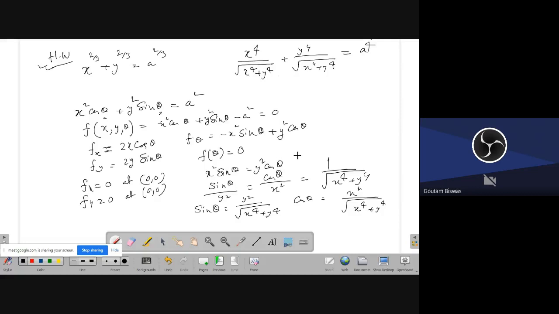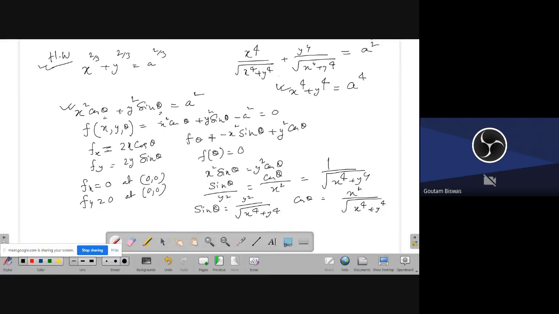Sorry, this is a square, this is a square. From here put the value of cos theta and sin theta. So now you simplify it, what will you get? x to the power 4 plus y to the power 4 is equal to a to the power 4. So the envelope of this curve is this curve.